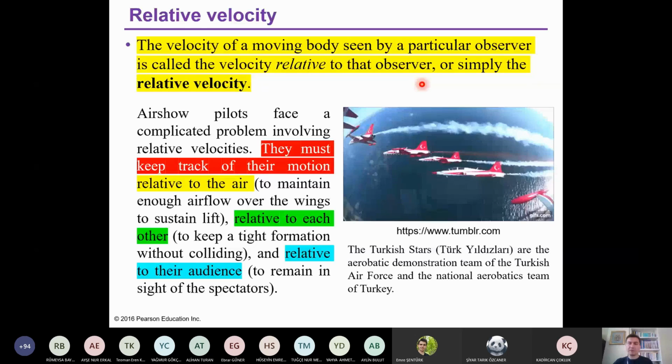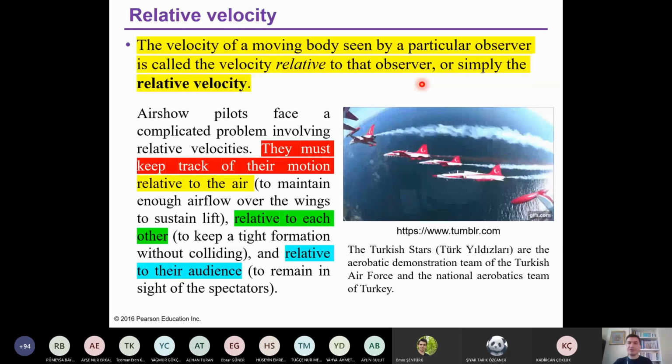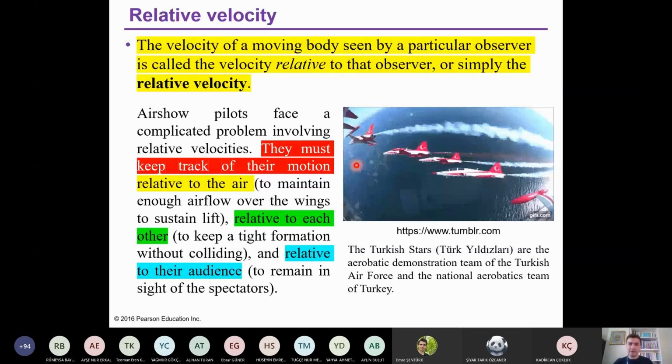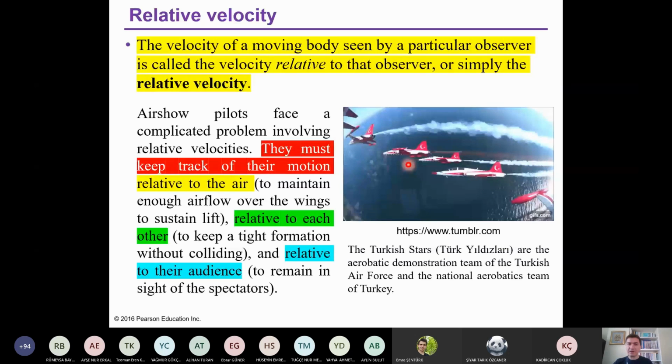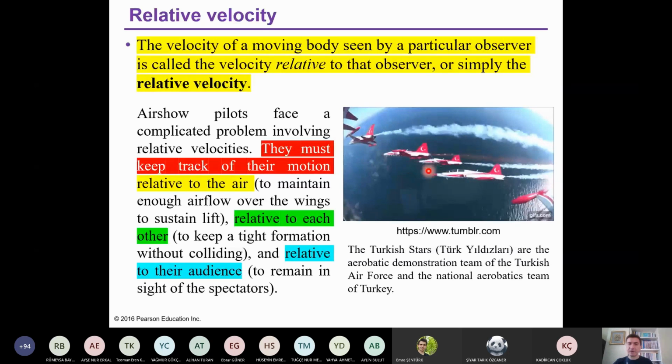Here, there are air show planes from the Turkish Stars. What do you see here? They are flying together, right? And they have velocities relative to each other, and they have velocities relative to the air. They have velocities relative to the ground, okay? If there are observers on the ground.